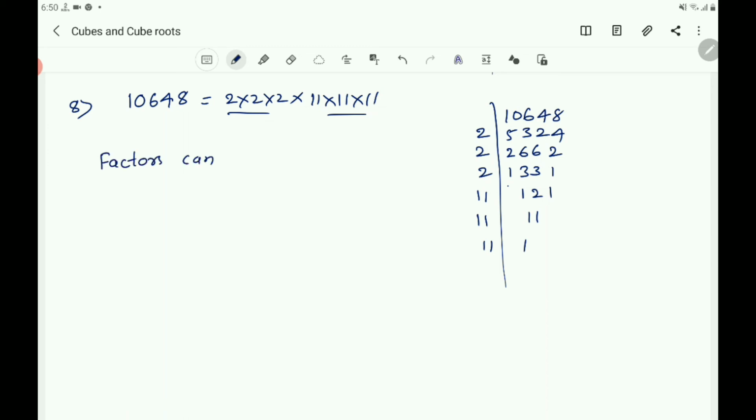Factors can be grouped in triplets. Therefore 10,648 is a perfect cube. Perfect cube.